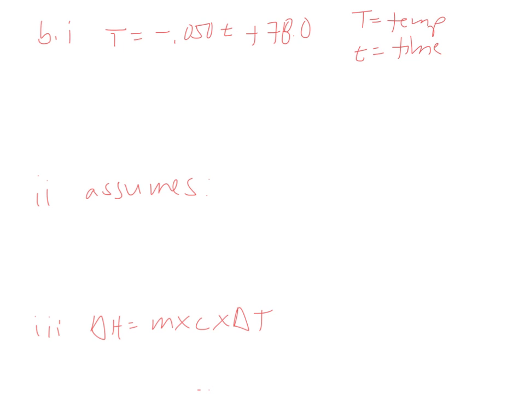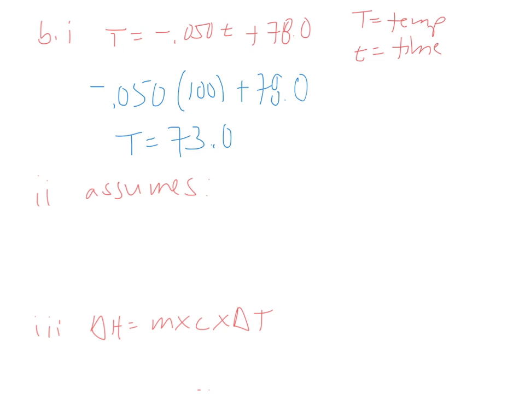Lab. We can plug in 100 seconds for where we added the zinc into the HCl solution. So negative 0.05 times 100 seconds plus 78 gives us a T value of 73, which is our predicted maximum temperature, which is quite a bit higher, about 10 degrees higher than the actual recorded temperature. But it does make some assumptions.